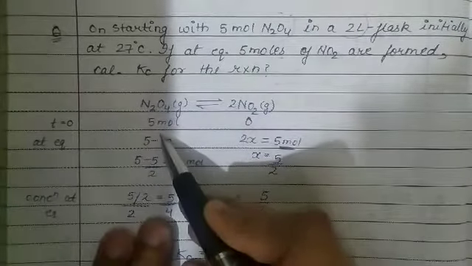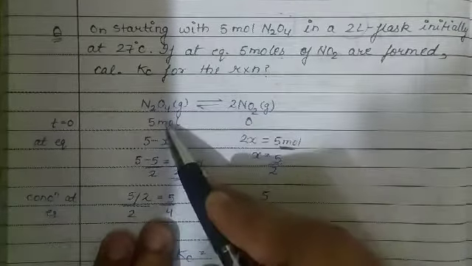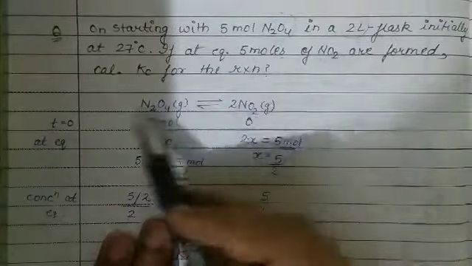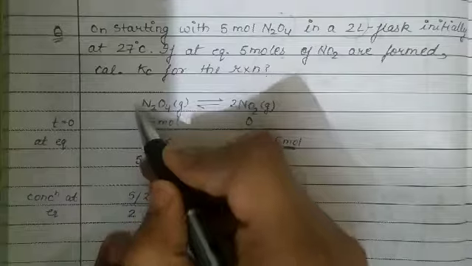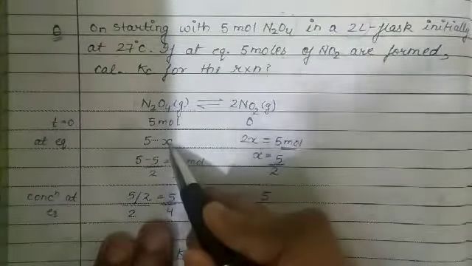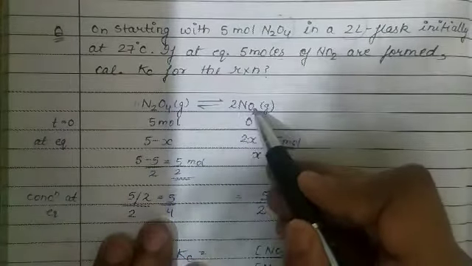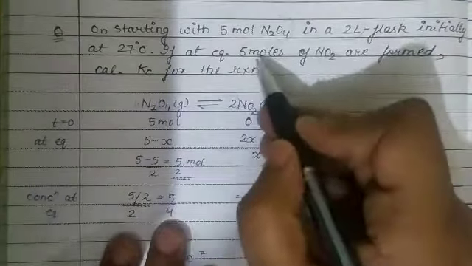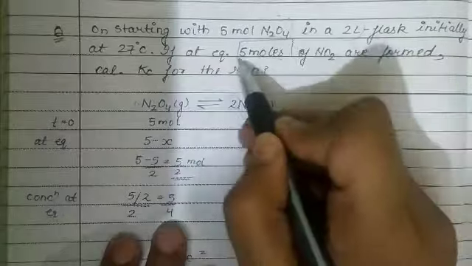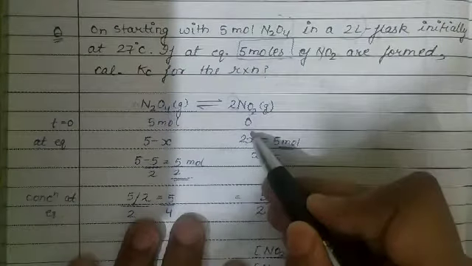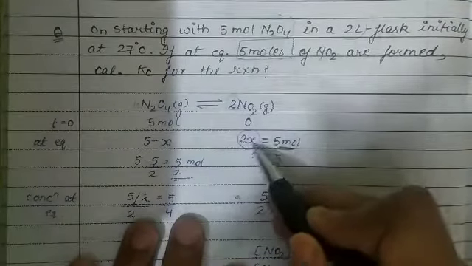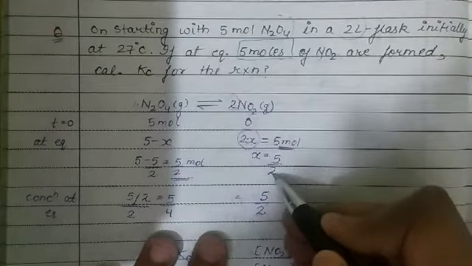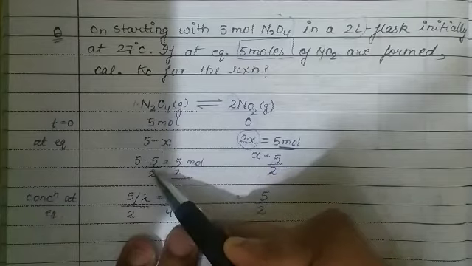See, at T equal to 0, N2O4 is 5 mole. Initially only reactant is present, so number of moles of product will be 0. At equilibrium, as coefficient of N2O4 is 1, so it will be 5 minus x. And NO2 will be, as coefficient is 2, therefore it will be 2x. And the given data is, at equilibrium 5 moles of NO2 is formed. So basically, at equilibrium NO2 is 2x, so 2x will be equal to 5. Now we get the value of x is 5 by 2.